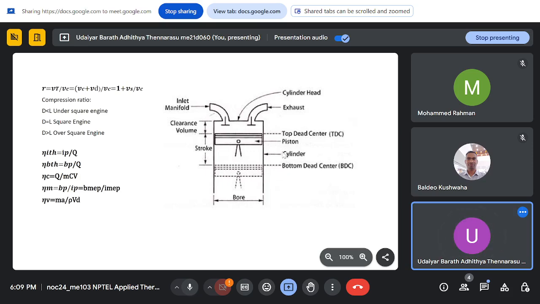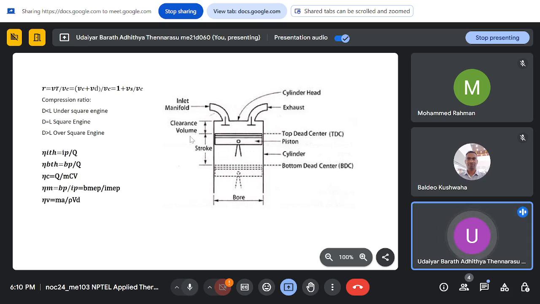So now some of the terms and how engines are denoted. Stroke is just how much the piston moves. From top dead center to bottom dead center, that is called the stroke, or just the length the piston travels. The clearance volume is the volume occupied between the piston at its top position, where it cannot move any further, and the cylinder head.